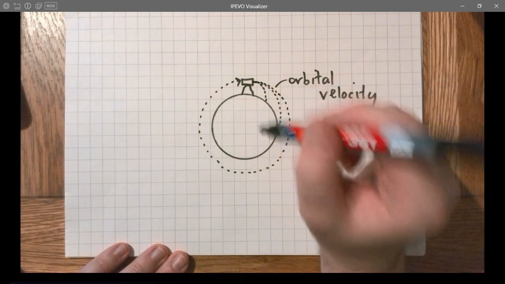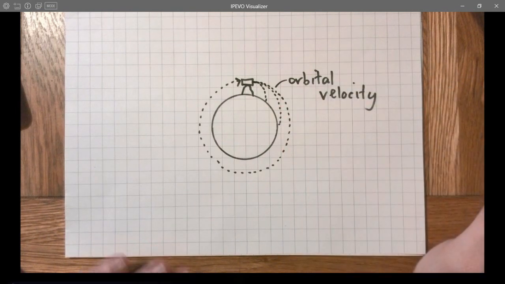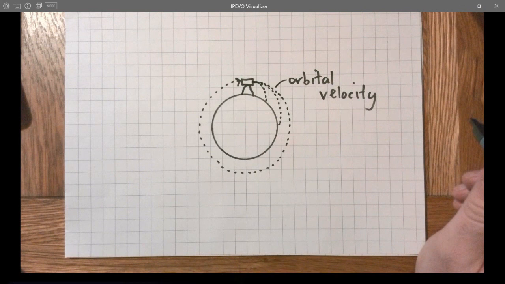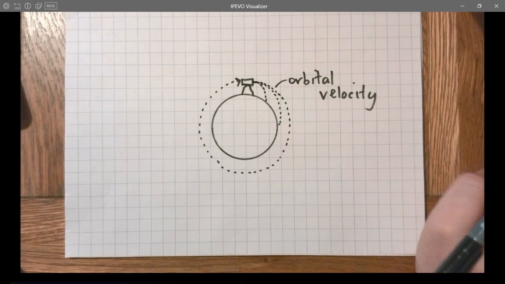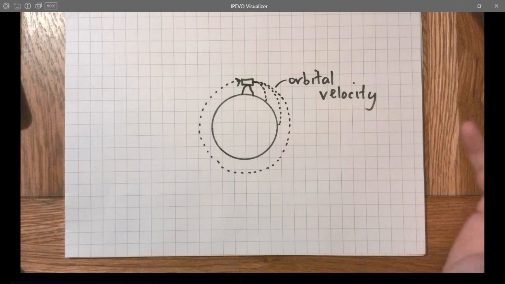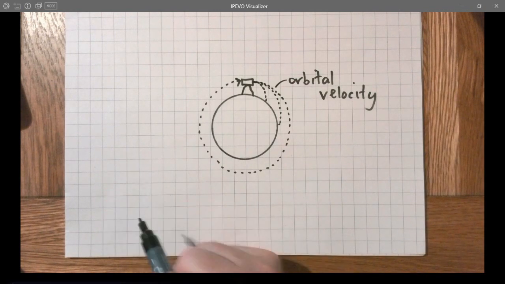Okay, it's always falling to the ground, but it's always missing. Now, if you're in the space station, the sensation you would feel is 0g. Now, that is a bit of a misconception. Gravity exists in the space station quite a lot, but the thing is, you have this constant sensation of free fall, and that gives you the illusion that there's no gravity.